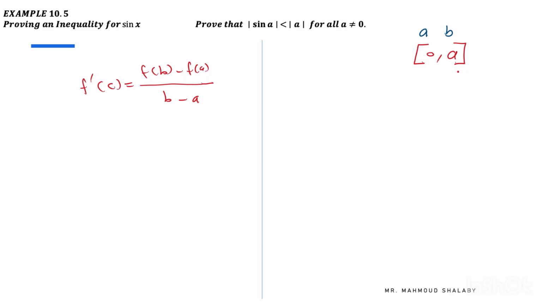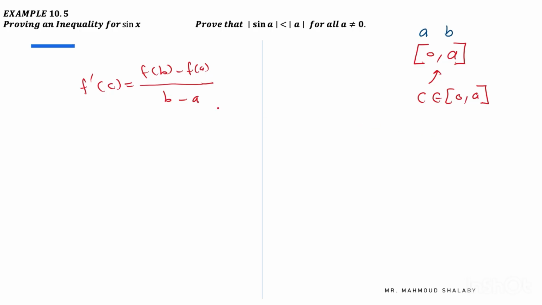If you remember, in the mean value theorem, we will assume that we have a value of C that belongs to this given interval. That will help me to apply the mean value theorem. So you will assume that C belongs to (0, A). In this case, f prime of C equals f of B minus f of A over B minus A.